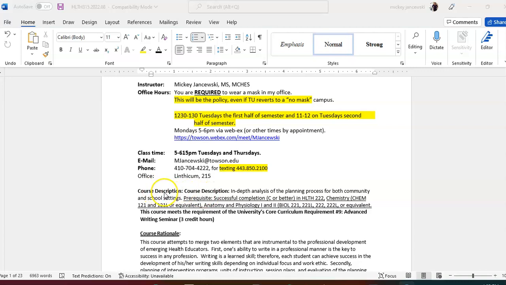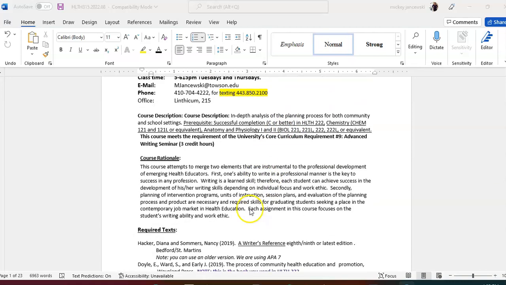Also are the course description and prerequisites. I will add Biology 220 lab here. We added this a while ago because people who did not take these sciences first tended to have a very high failure rate compared to those people who had taken them.